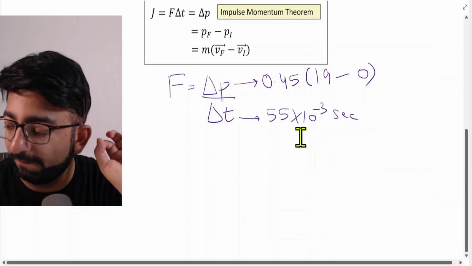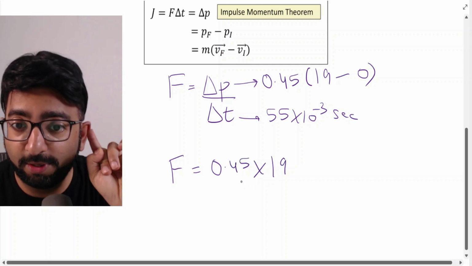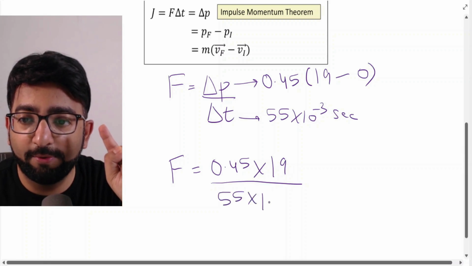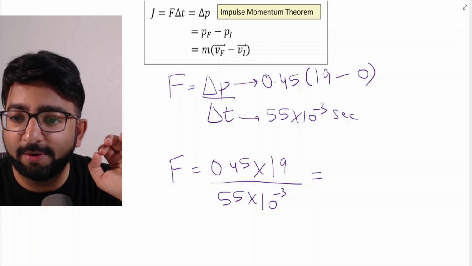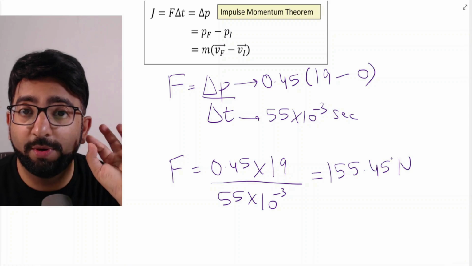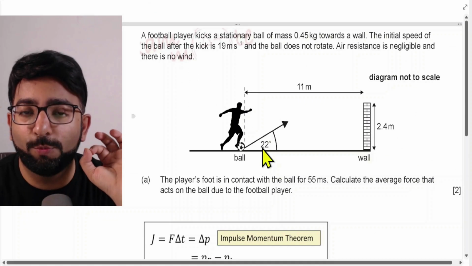And let's try to simplify this. So we will write F is equal to 0.45 multiplied by 19, that is the numerator. And in the denominator, we will write 55 into 10 to the power minus 3. And if we solve this, we will get 155.45 Newton. And that is the average force that acts on the ball due to the football player.